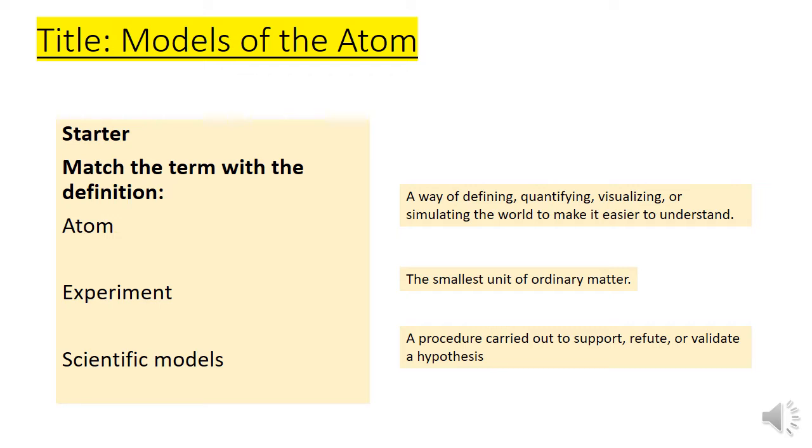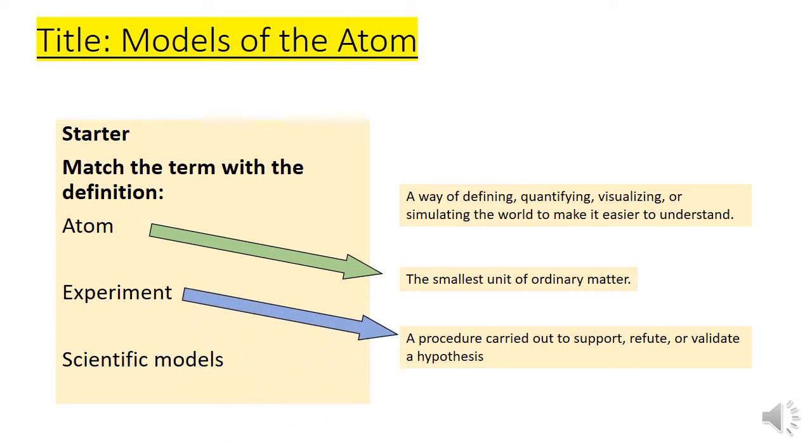An atom is the smallest unit of matter, a bit like a building block. Experiments are procedures carried out to prove or disprove an idea or hypothesis. And scientific models are a way of seeing something for the world to easily understand it.